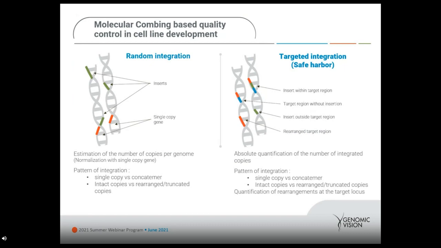So we can both monitor random integrations and also targeted integration, in the case where you are using the CRISPR-Cas9 system to introduce your transgene into a safe harbor to have a consistent expression of this transgene. So we can, of course, estimate the number of copies or provide an absolute quantification of these copies depending on the integration strategy that you are using. We'll provide the characterization of the integration pattern and also quantification of potential rearrangements that can happen at the targeted locus in case of targeted transgene integration.